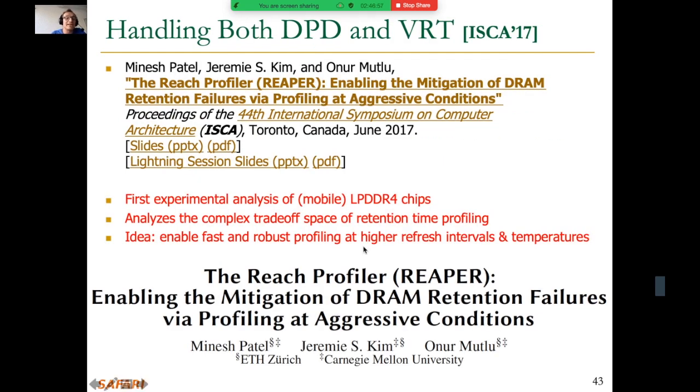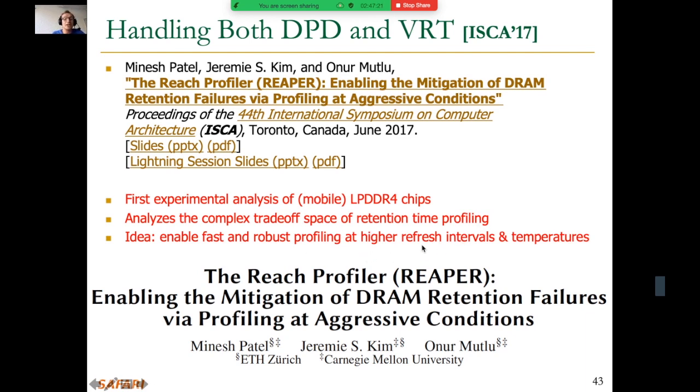And this is one of the latest works, from two of the TAs, actually, Minesh and Jeremy. This is really interesting because it was the first analysis of low-power chips and their retention time profiles. It basically showed that the problem is getting worse and worse over time. And it provides a fast and robust profiling mechanism at higher refresh intervals and temperatures.